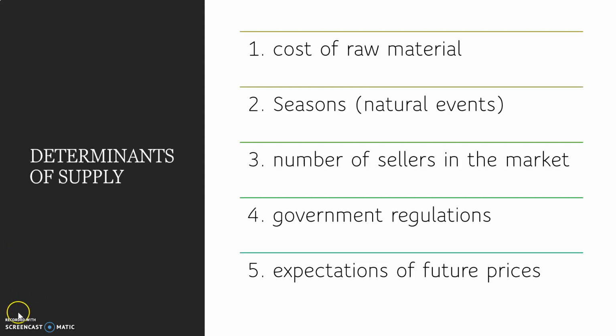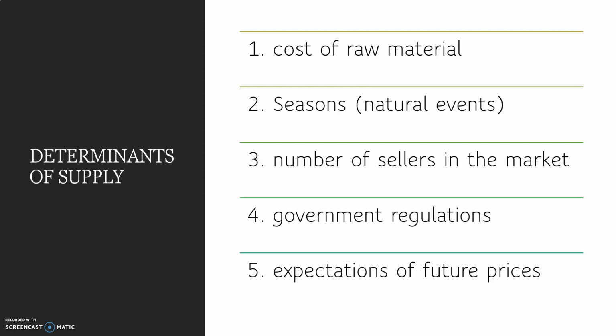There are other factors that could cause the supply curve to shift. Some of these factors include seasons or natural events. So there are different seasons where more or less of a good may be supplied, or there could be natural events such as natural disasters that would wipe out some crops, and it would limit the amount of goods that are supplied in a market. There could also be more or fewer sellers in the market, and that would influence the overall supply.